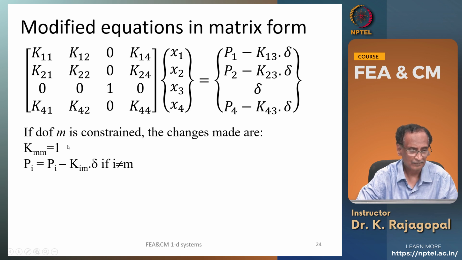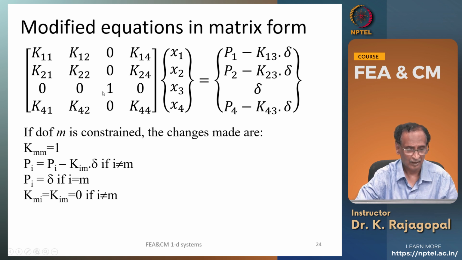So, in general, if degree of freedom m is constrained, the changes to be made are: kmm is 1, and Pi is Pi minus kim times delta if i is not equal to m. And Pi is delta if i is equal to m, and kmi and kim are 0, that is, the off diagonal terms.